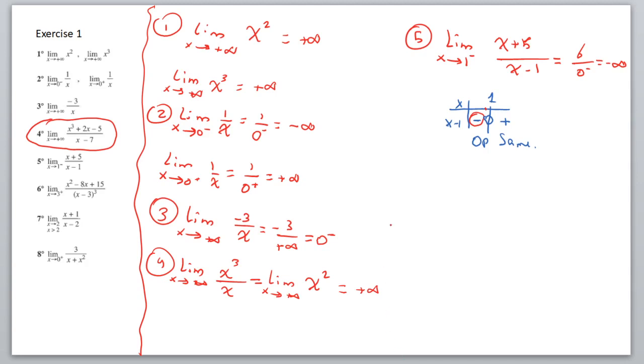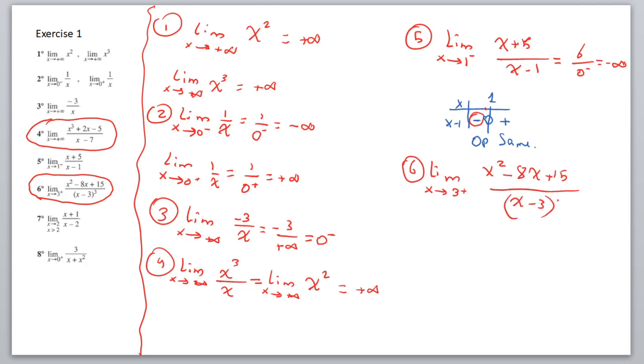Go to number 6. Limit as x tends to 3 plus of this one, which is here, down x minus 3. Let me write it. So limit as x tends to 3 plus of x squared minus 8x plus 15 over x minus 3, all cubed. x minus 3 cubed.